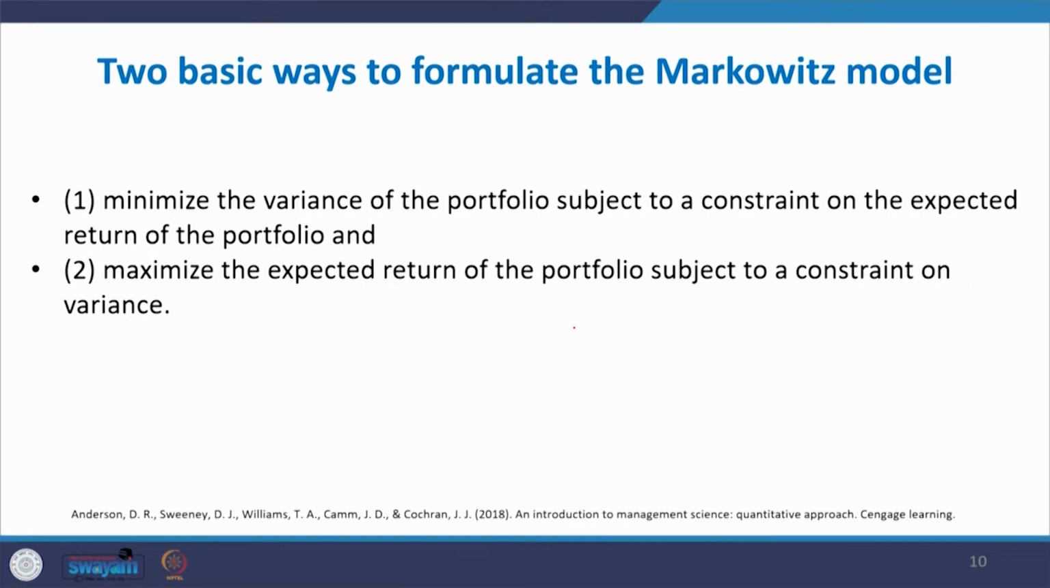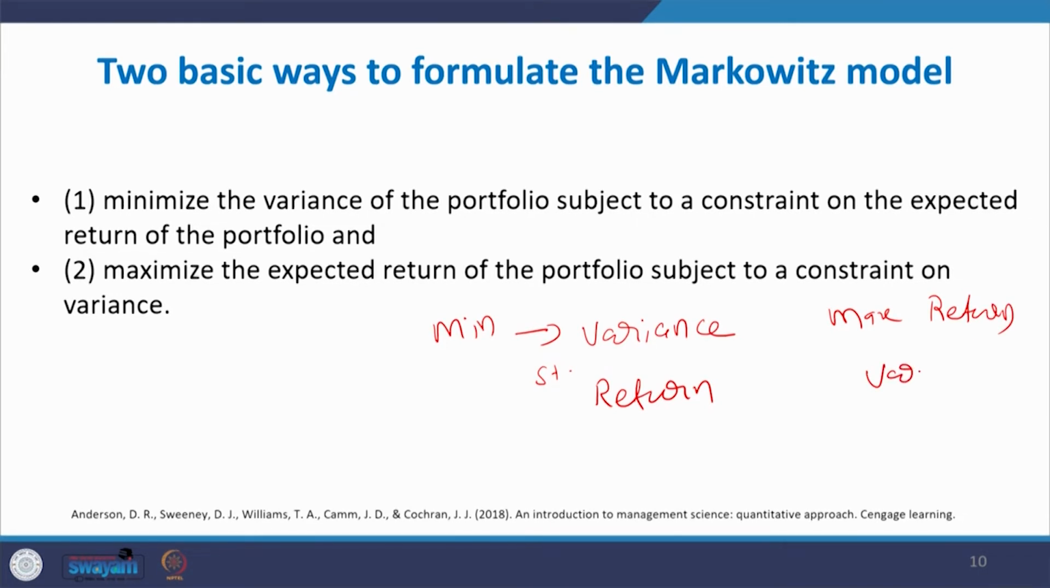So, there are 2 things there, variance and return. One thing is that we can minimize the variance, and the return has to be achieved, there is a constraint on the return. Otherwise, we can maximize the return, but the variance has to meet the constraint. But in this problem, we are going to consider case 1. What is case 1? We are going to minimize the variance of the portfolio.